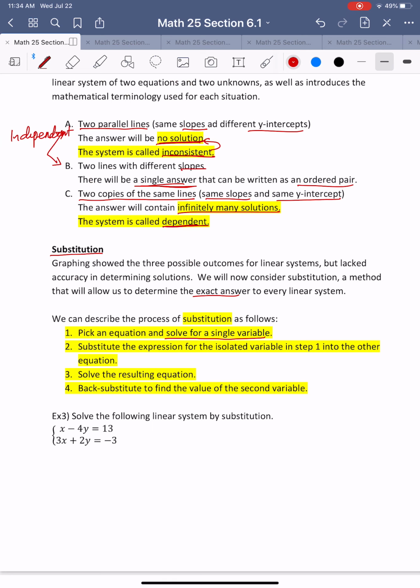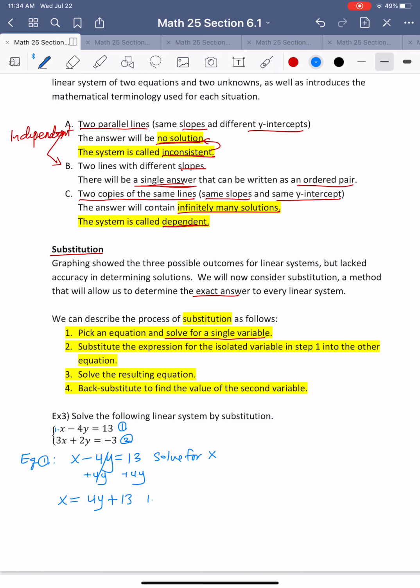So number three, solve the following linear system by substitution. There are two equations, equation 1 and equation 2, but this time I choose equation 1 because x has a coefficient of 1, so I can solve for x without seeing any fractions in the equation. So take equation 1, x minus 4y equals 13, and I'm going to solve for x, which means I'm going to add 4y to both sides. x equals 4y plus 13, or 13 plus 4y, it doesn't matter, okay?